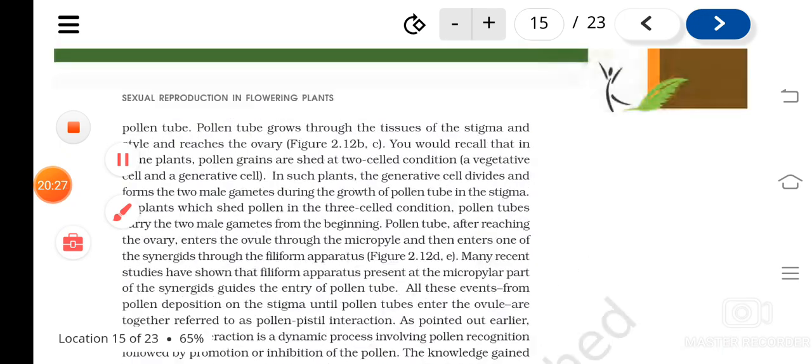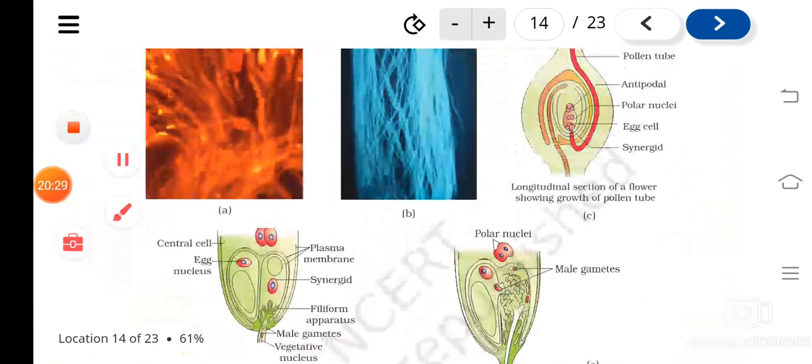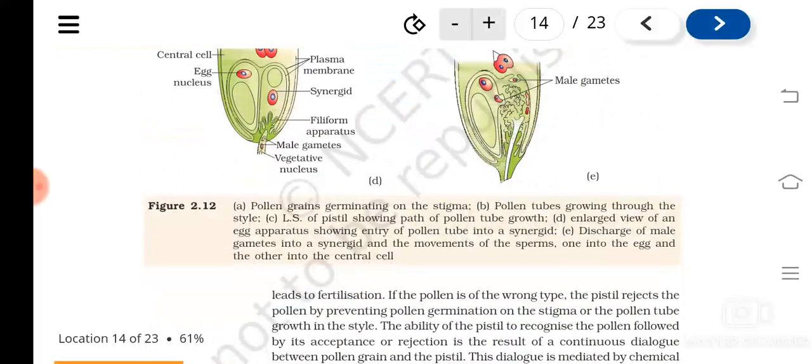Understood? What we have studied today is pollen-pistil interaction. What is pollen-pistil interaction? From pollination to the growth of the pollen tube to the entry of the pollen tube into the ovule. All these events come under pollen-pistil interaction. If pollen-pistil interaction is successful, it will lead to the formation of the zygote and then the primary endosperm nucleus. I told this.